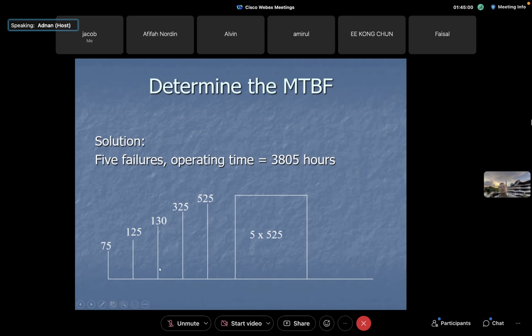You want to know now what the mean time between failure is. Five components have failed out of 10. After this failure time, you still have 5 units still functioning. So what is the mean time between failure for this particular component? With 5 failures, the operating hours is 385.